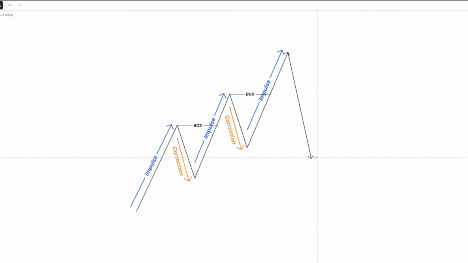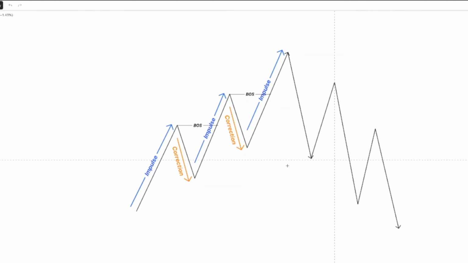That means we are going to be looking at selling opportunities when the market corrects back to this zone, and then the market is going to drop like this. So now, we know very well that the market has broken this zone, and then we have found a change of character.